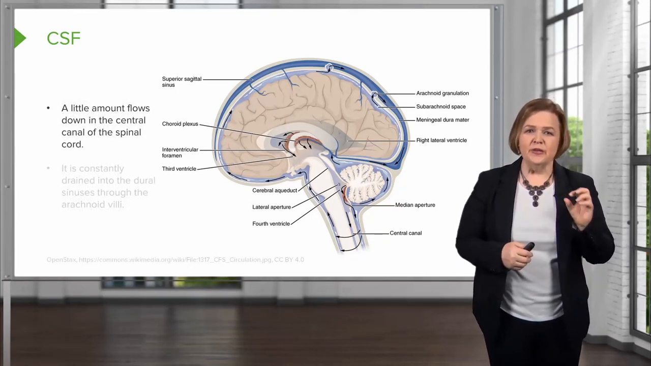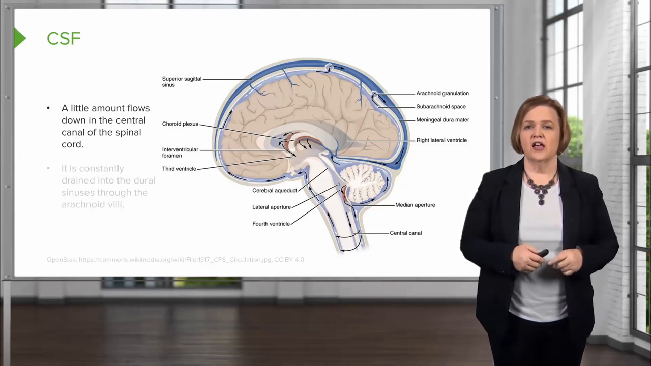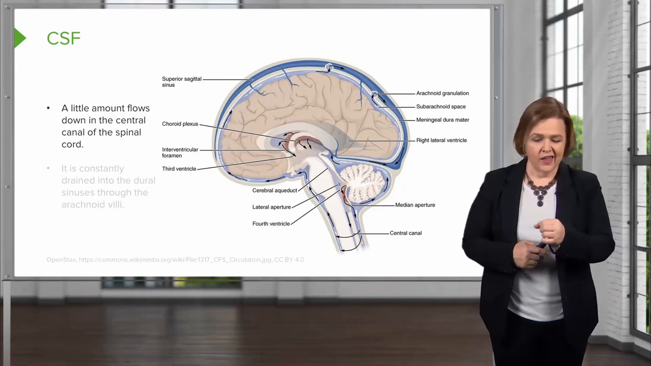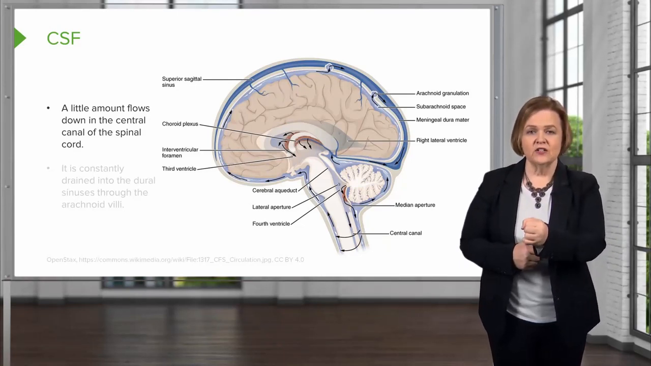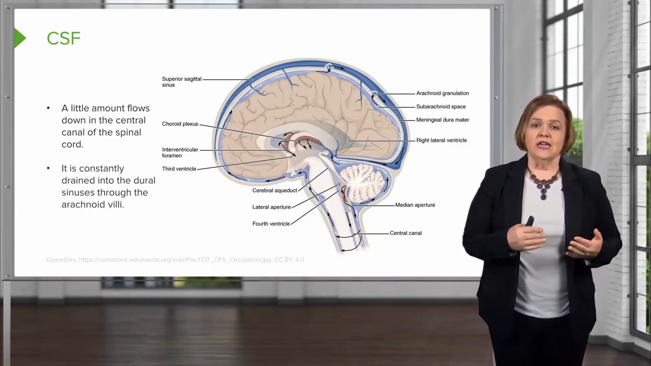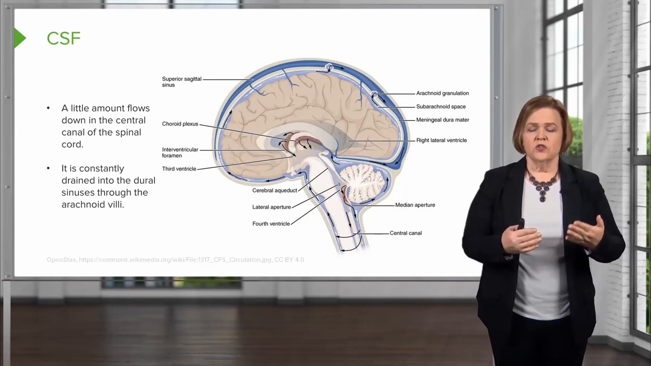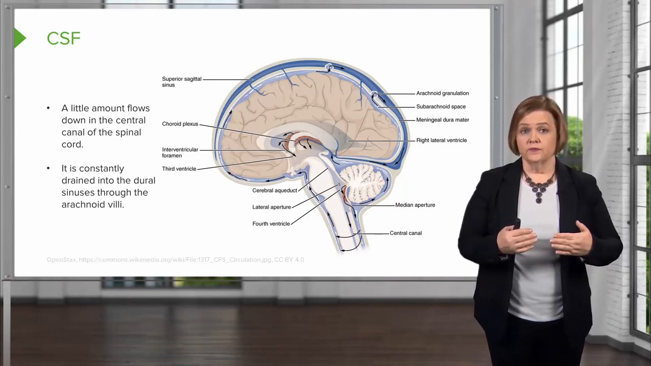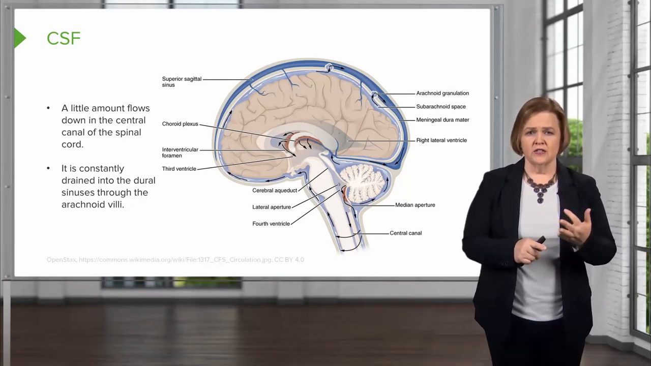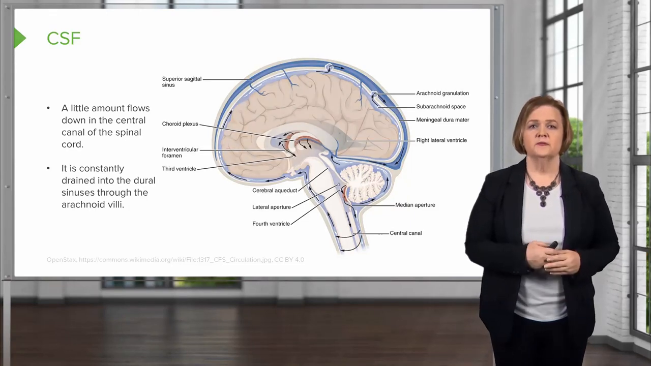Now, a little bit of it flows down that central canal of the spinal cord. Can you picture in your mind where that is? Yeah, that was that hole dead in the center, or canal dead in the center of the spinal cord in the gray matter. Now, it constantly drains the dural sinuses through the arachnoid villi also. So predominantly the subarachnoid space is going to get the most of it, but a little bit's going to go down the central canal, and it's also through the arachnoid villi.